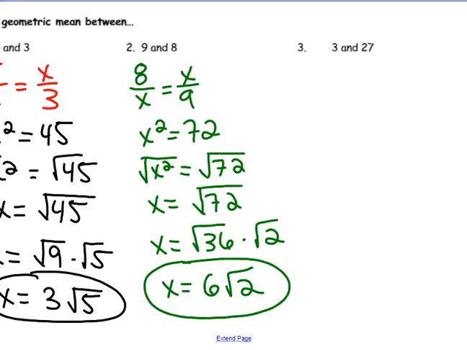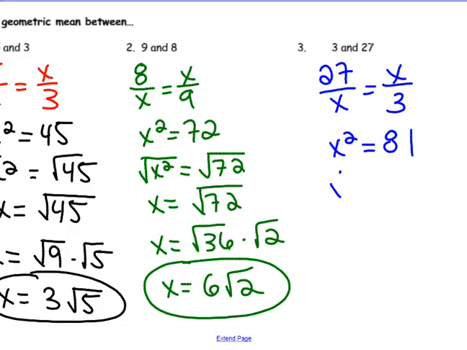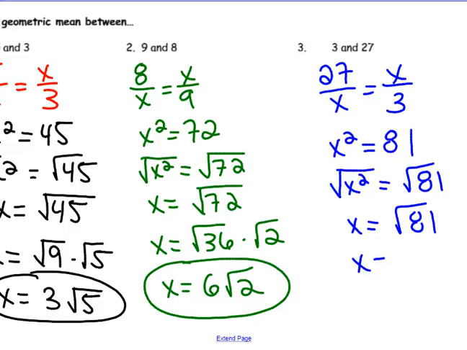Now let's do number 3. Let's do 27 divided by X equals X divided by 3. We'll cross multiply. X squared equals 81. Take the square root of both sides. And luckily, 81 is a perfect square. So we get X equals the square root of 81, X equals 9. That is your final answer.